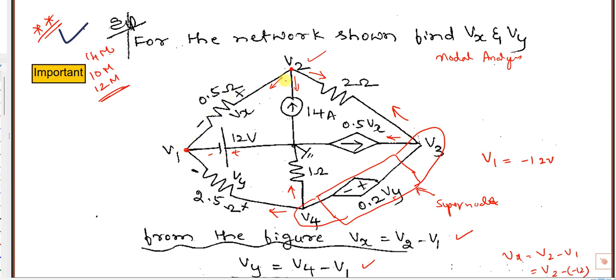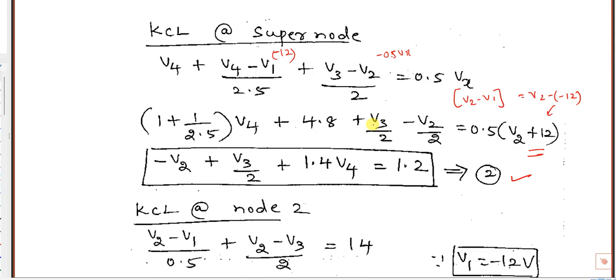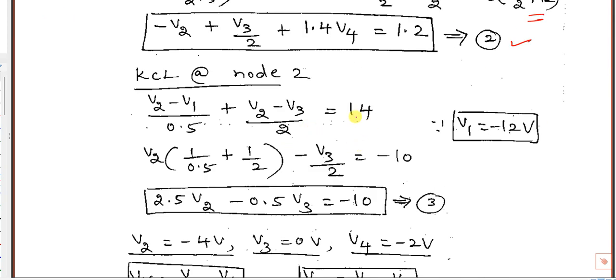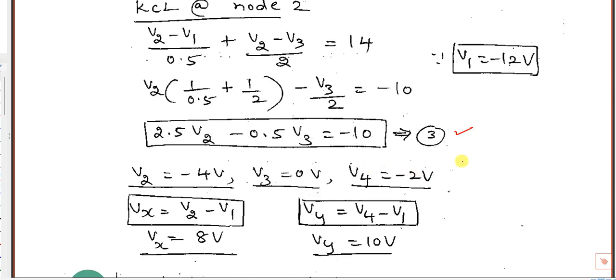V2 minus V1 by 0.5, and this is minus 14. If you bring it to the right side, it becomes plus 14, and V2 minus V3 by 2. So that is KCL at node number 2. You can write minus 4 here and bring it to the right side, meaning plus 14. If I simplify this, you will get the third equation. After that, you can write these three equations in matrix form and you can solve.